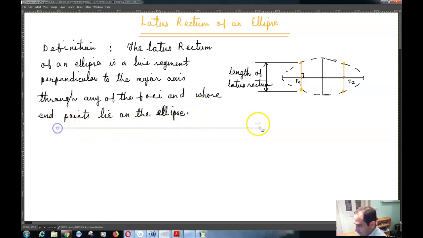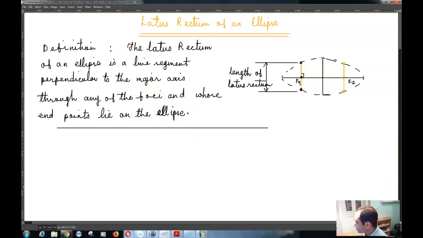Now, this was the definition. So you have basically a line segment that is perpendicular to the major axis, and it goes through any of the foci, and the endpoints of that line segment lie on the ellipse. That is basically the latus rectum.